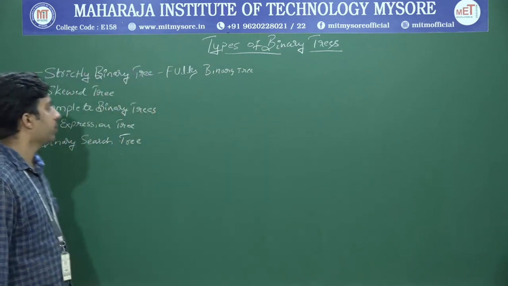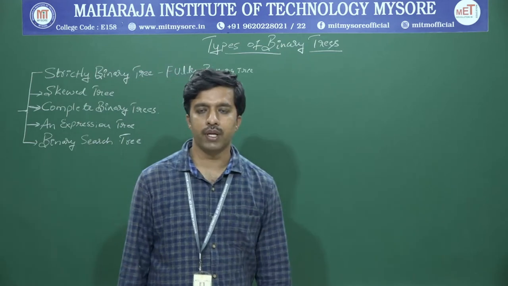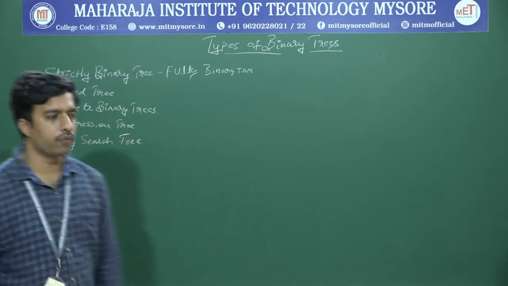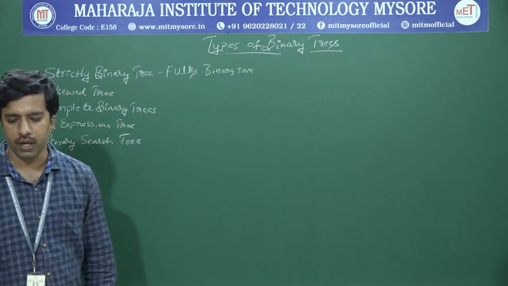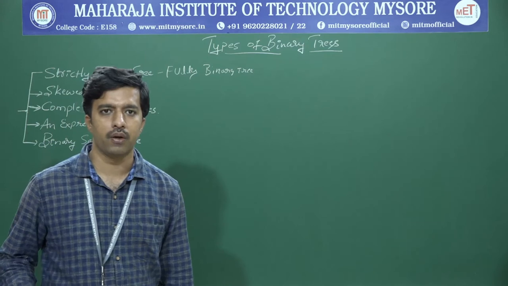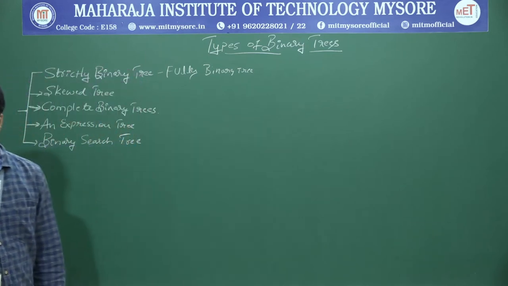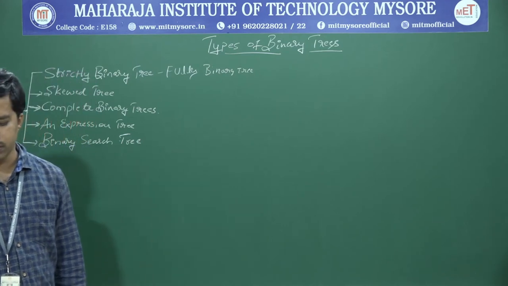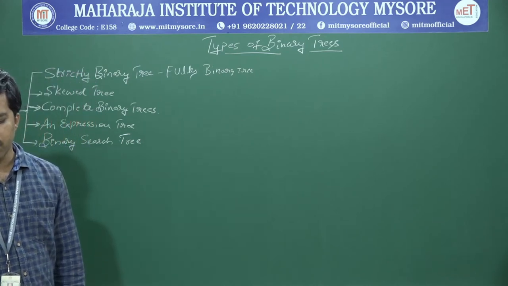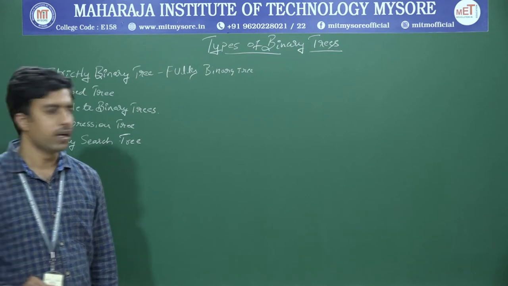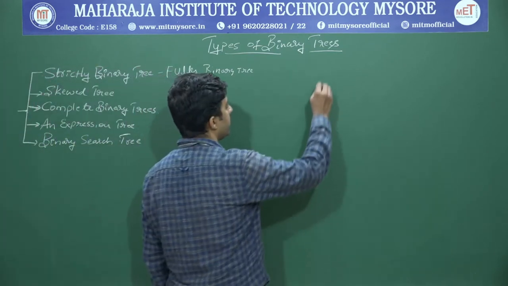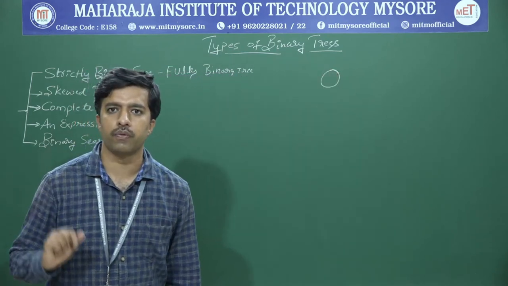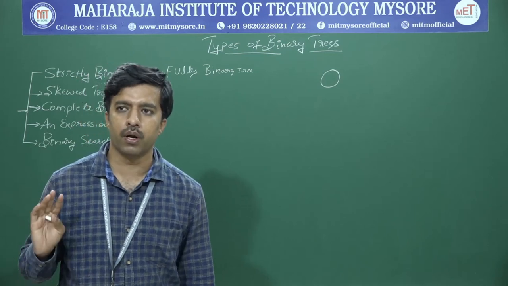In that, the first one is the strictly binary tree or fully binary tree. What do you mean by strictly binary tree or fully binary tree? A binary tree which has 2 to the power i nodes in any given level i is called a strictly binary tree. Here, each node, at each level, should consist of 0 or 2 nodes.